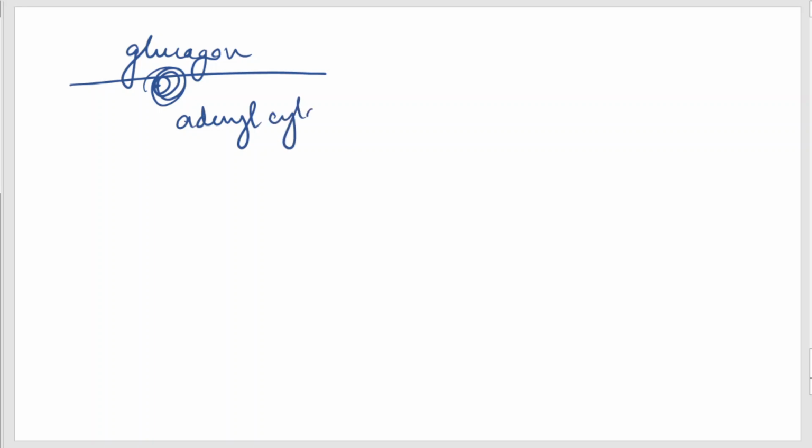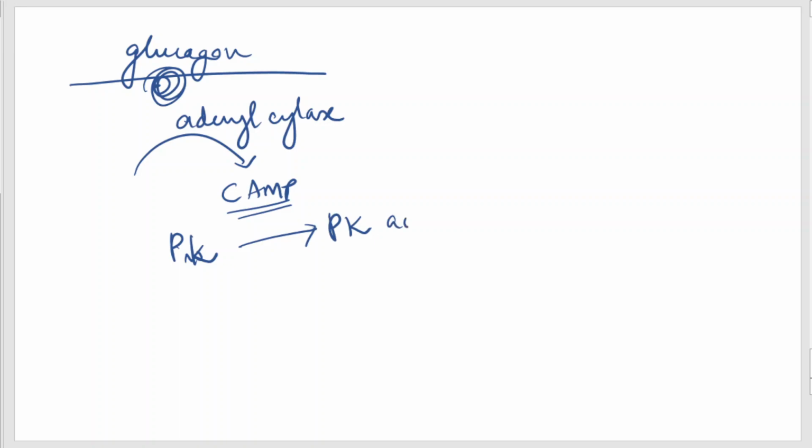Now let's see how glucagon acts. Glucagon and epinephrine, how do they act? They attach to a cell surface receptor and they activate adenylyl cyclase. The adenylyl cyclase converts ATP to cyclic AMP. Now this cyclic AMP will activate protein kinase. So the active form of protein kinase is formed.